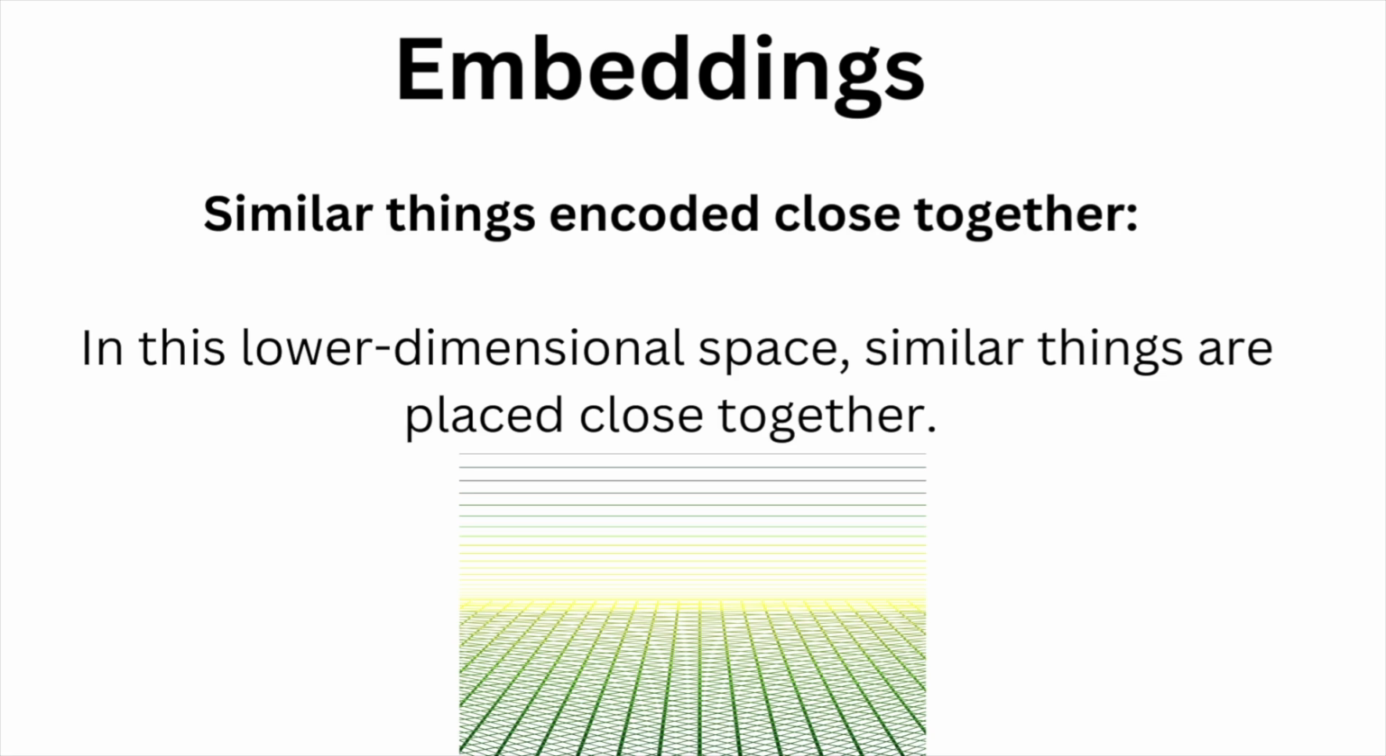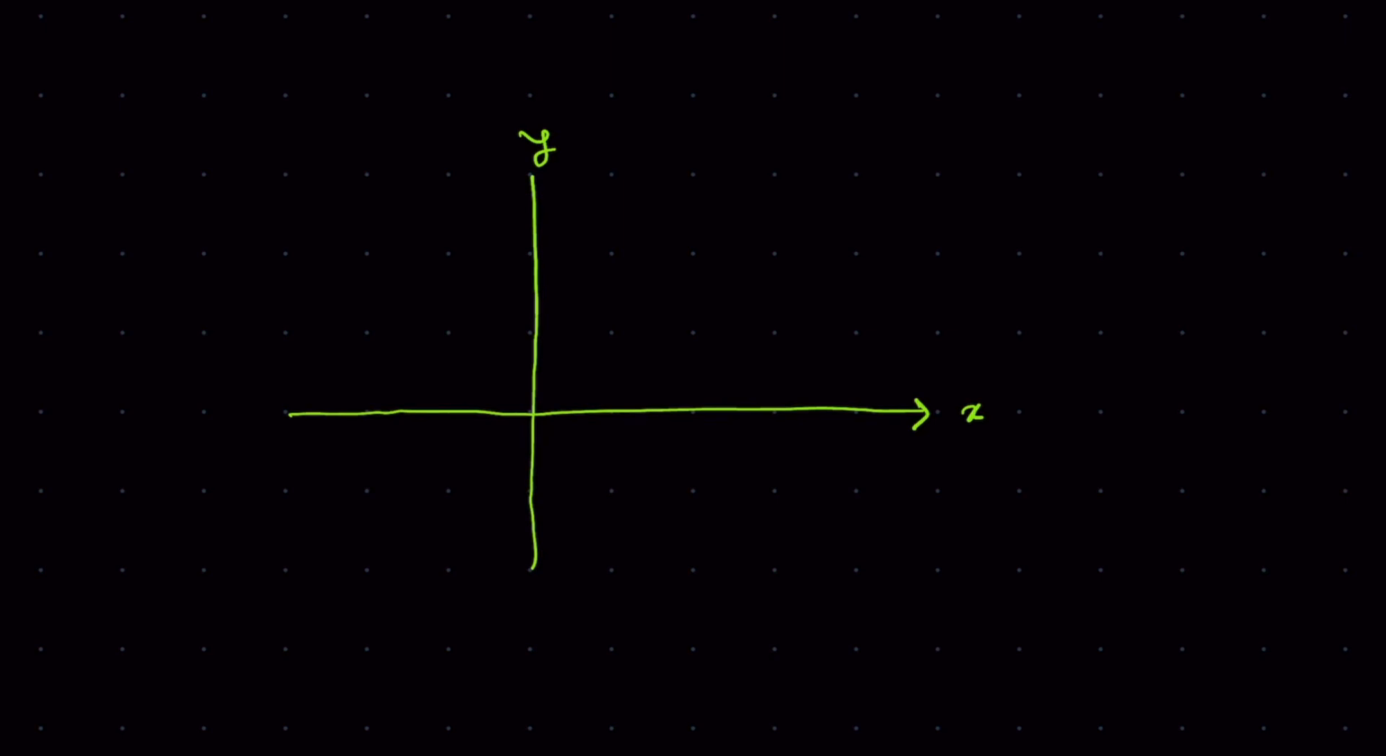To explain this, let's look at this small drawing. Think about a movie recommendation system in which you want to recommend movies to your audience. Embedding helps by placing similar things close together, and it allows machines to identify relationships between data points.